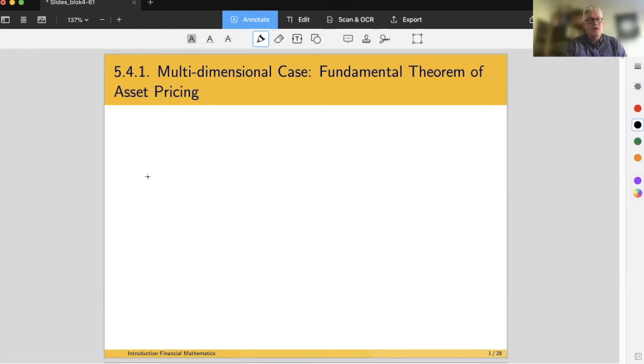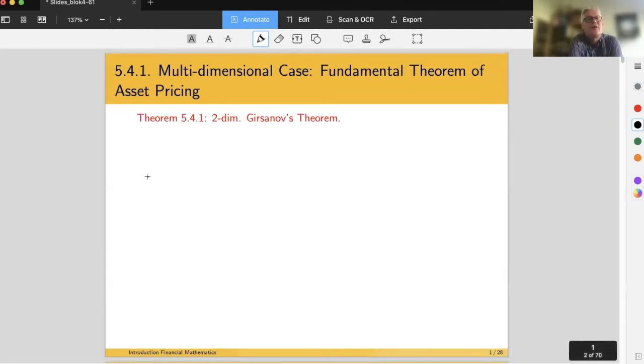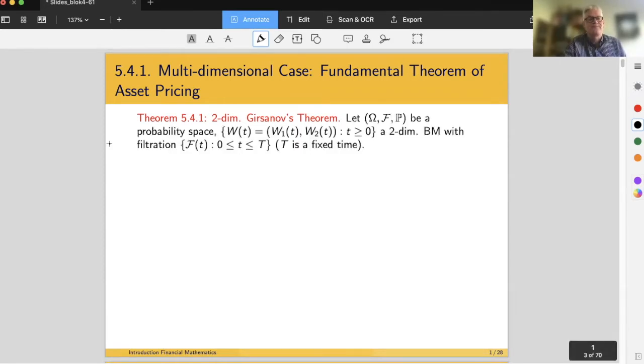So we start with a two-dimensional version of Girsanov's theorem, and that is theorem 5.4.1 in the book. And essentially, if we look at the proof and all the statements that we need, we can really generalize the one-dimensional proof, the one-dimensional statement, in a natural way to the two-dimensional case. So let's again start with the setting. Let (Ω, F, P) be a probability space.